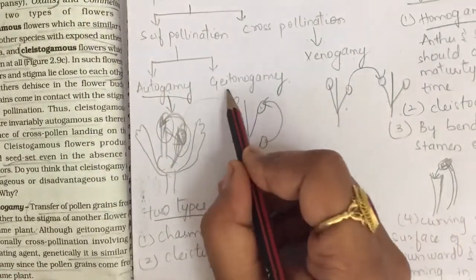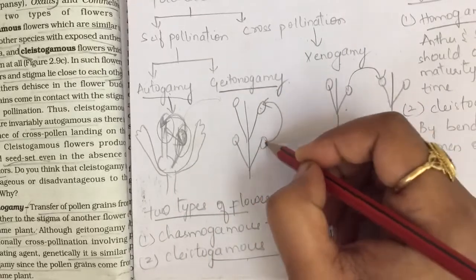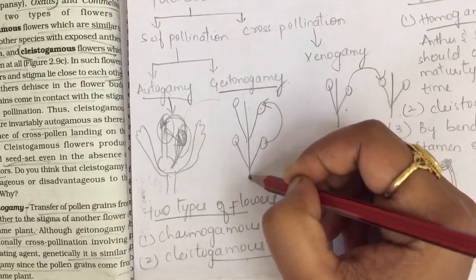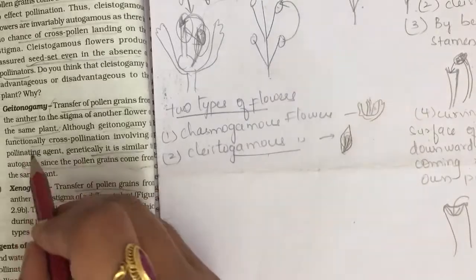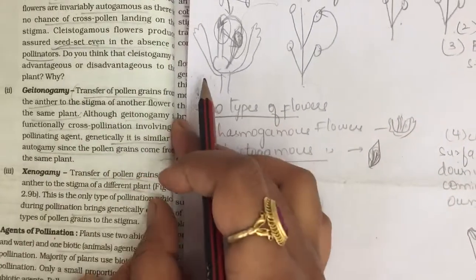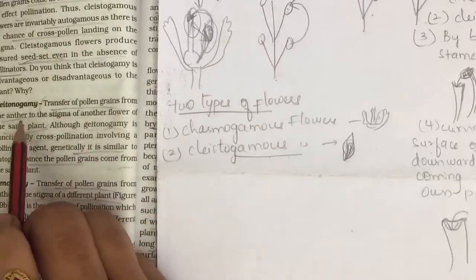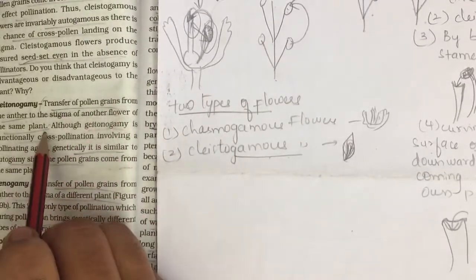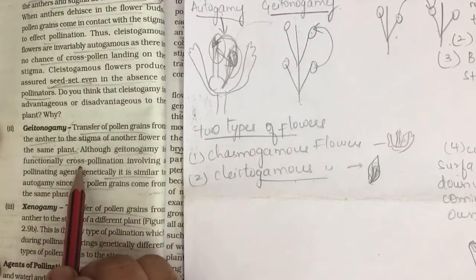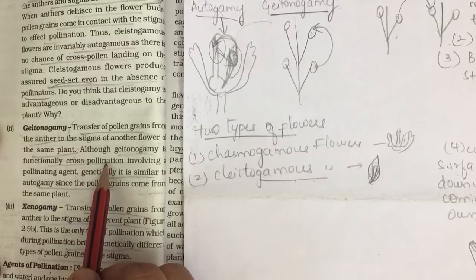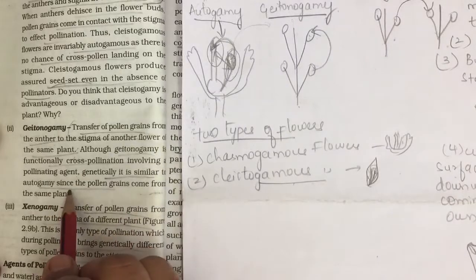Now after autogamy, we said about Geitenogamy. What we said Geitenogamy? Transfer of pollen grains from anther to stigma of another flower of the same plant. We are talking about only one plant. Okay, so in your textbook you'll find it is something like this. Transfer of pollen grain from anther to the stigma of another flower of the same plant. Here you have complete definition. Although Geitenogamy is functionally cross-pollination. Okay, by looking itself you can say it is cross-pollination, but genetically it is similar to autogamy.